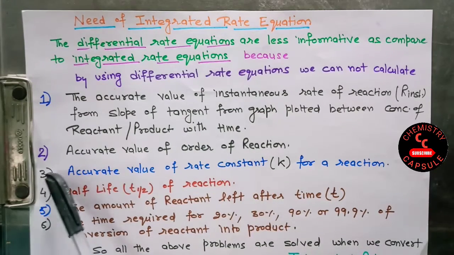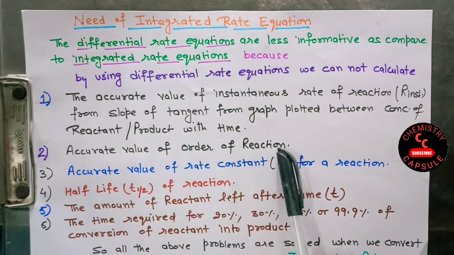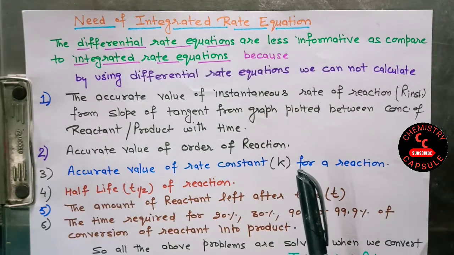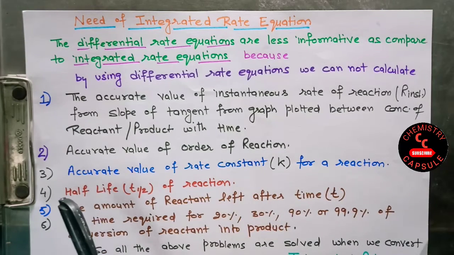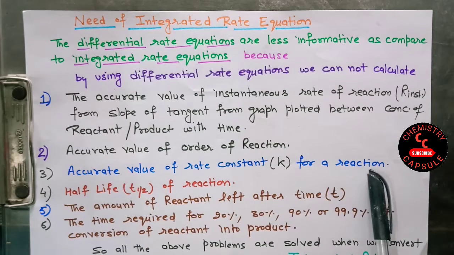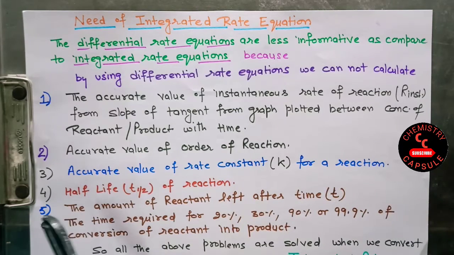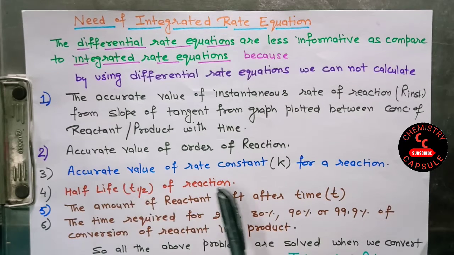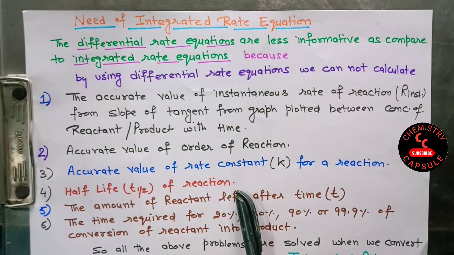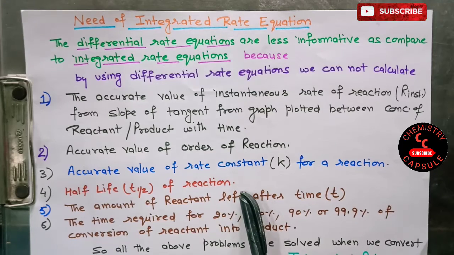So second point is, we cannot calculate the accurate value of order of reaction by using differential rate equations. And the third point is, we cannot calculate the accurate value of rate constant for a reaction by using differential rate equations. And the fourth point is, we cannot calculate the half-life period or half-life of a reaction by using differential rate equation, because the concept of half-life period of reaction is not applicable to differential rate equation.